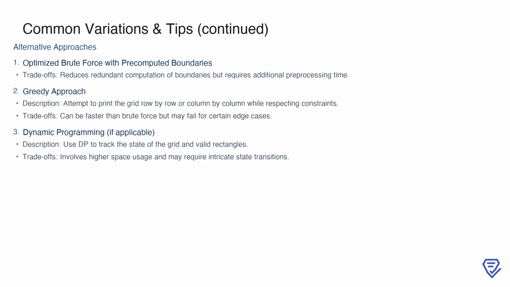Lastly, you might consider a dynamic programming approach if applicable. With DP, you can track the state of the grid and determine valid rectangles dynamically. However, this approach typically involves higher space usage and requires careful design of state transitions. Each of these methods has its trade-offs, so the best choice depends on the specific requirements of the problem and the constraints imposed by the grid.